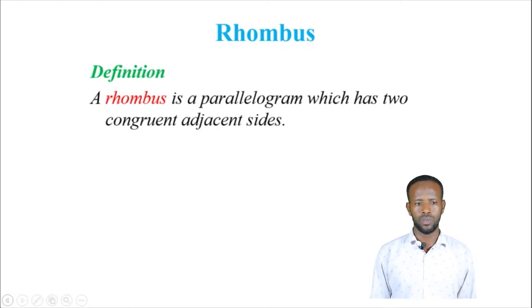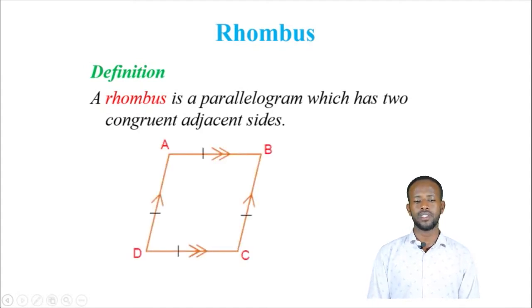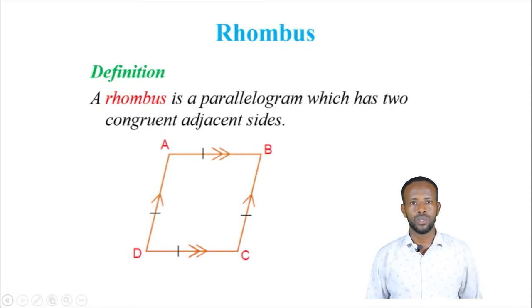Let us see. Sides AD and DC are adjacent, they are congruent. AB and BC are adjacent, they are congruent. That means all the 4 sides are congruent. Okay, so this is a rhombus.